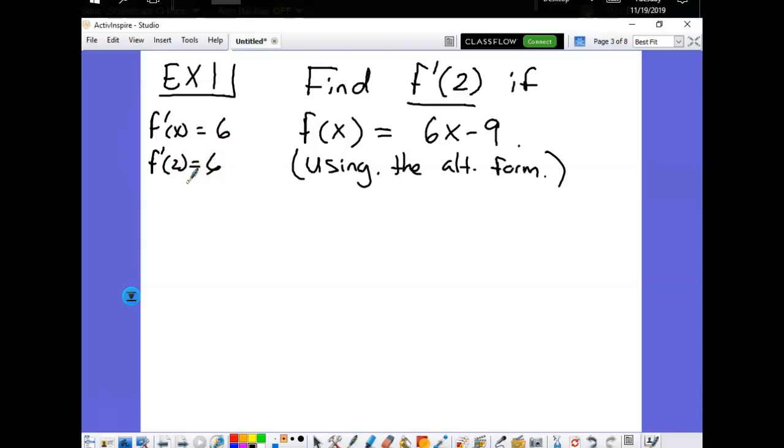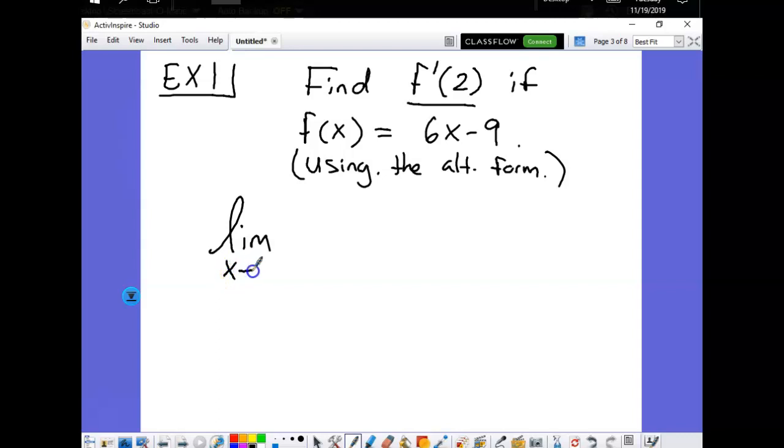But let's go ahead and do the alternative form of the limit definition of a derivative to see what we can get. So here's the alternative form. We're going to have the limit as x, not delta x, but x, approaches some number, and in this case it's 2. That's the point we're trying to find the derivative at. Over f of x minus f of that same number, which is 2, over x minus 2.